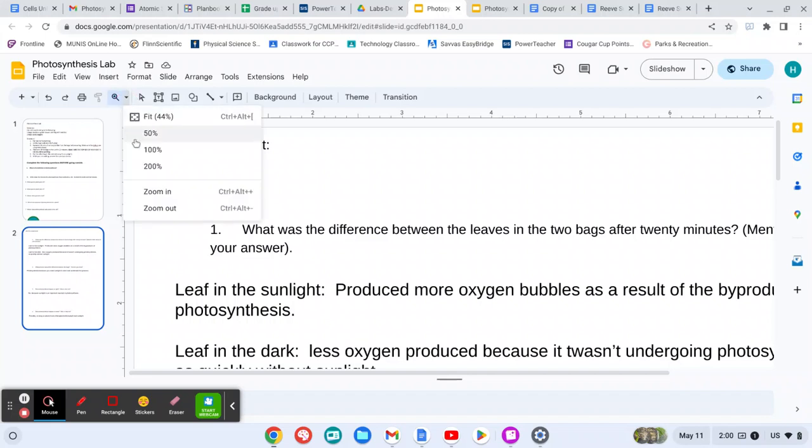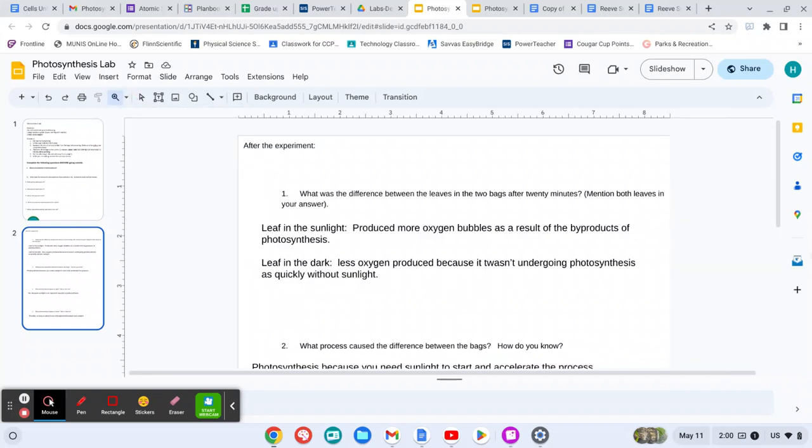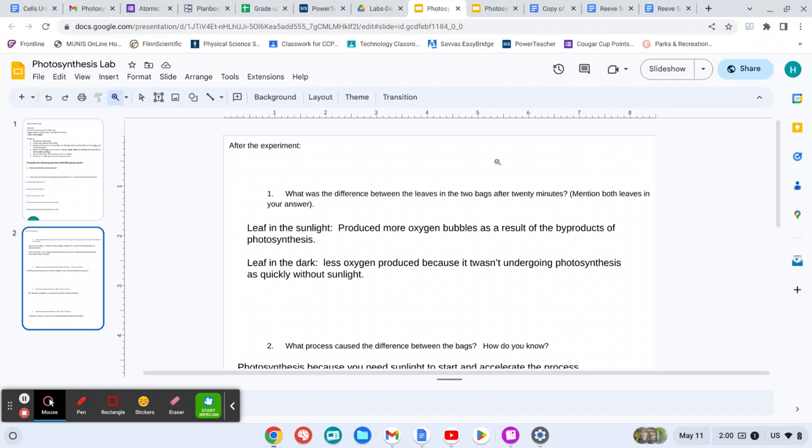Actually, let me zoom out a little bit. You're going to have your photosynthesis lab ready to answer these questions. So what was the difference between the leaves in the 2 bags after 20 minutes? And you needed to mention both leaves in your answer. And the answer is right here.